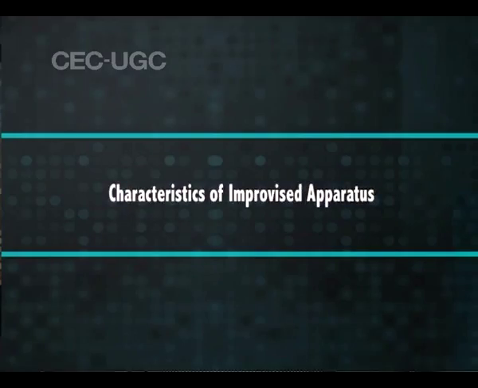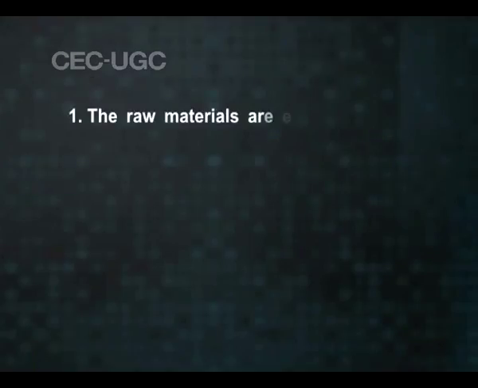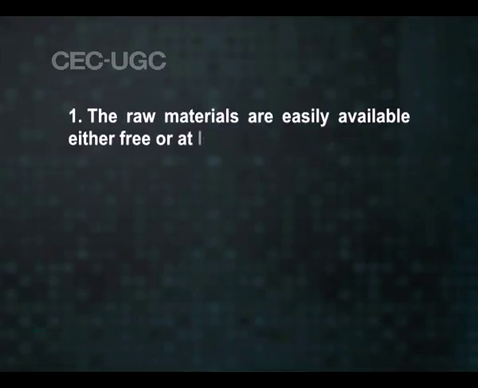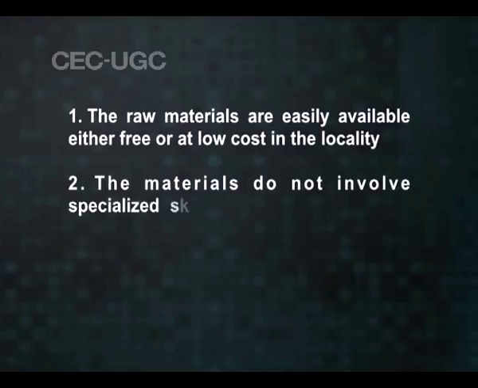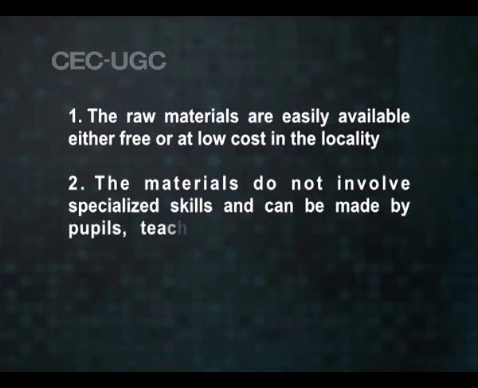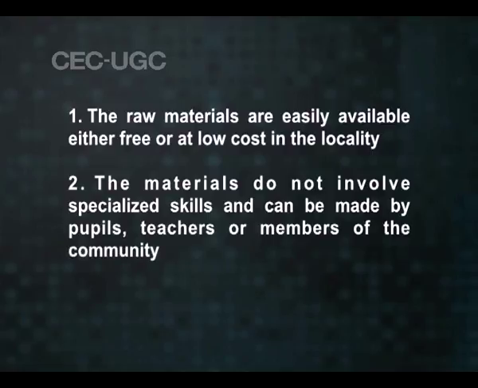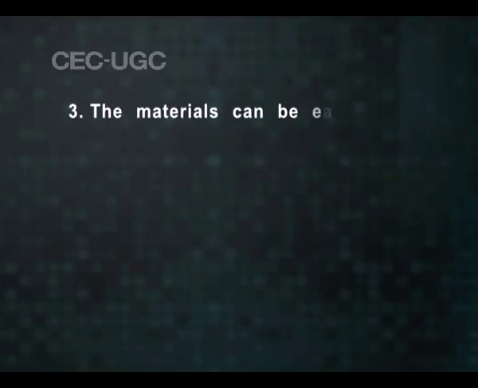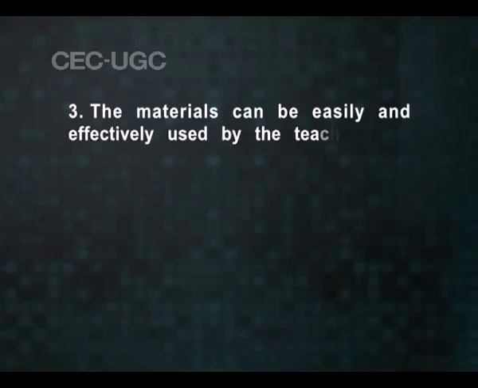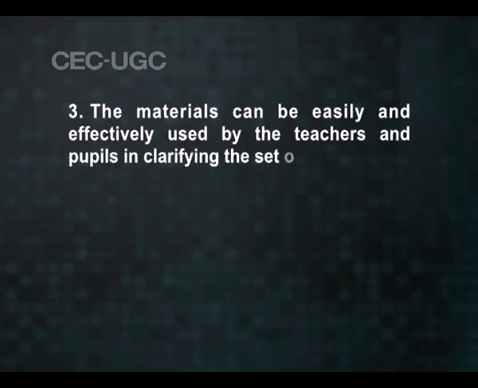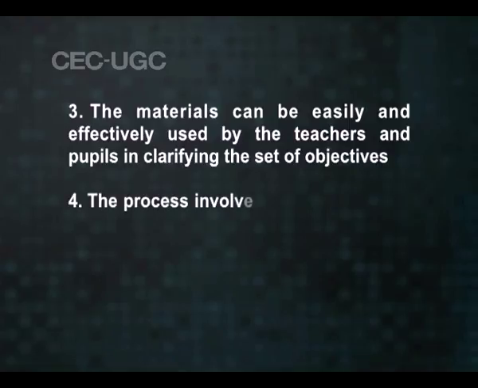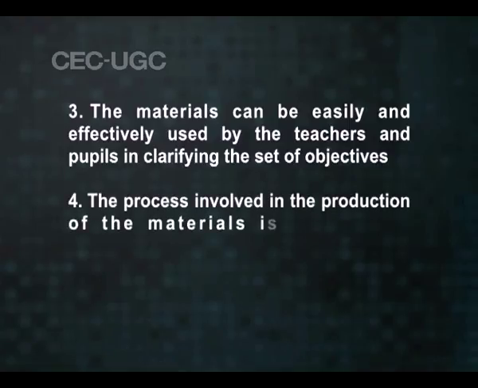Characteristics of improvised apparatus. The following are some of the characteristics of improvised apparatus. First, the raw materials are easily available either free or at low cost in the locality. The materials do not involve specialized skills and can be made by pupils, teachers or members of the community. The materials can be easily and effectively used by the teachers and pupils in clarifying the set of objectives. The process involved in the production of the materials is simple and inexpensive.